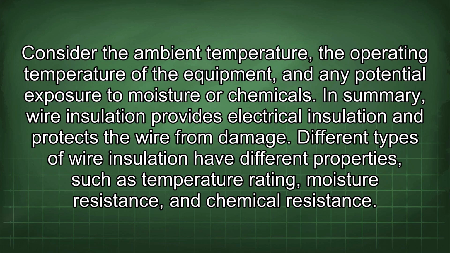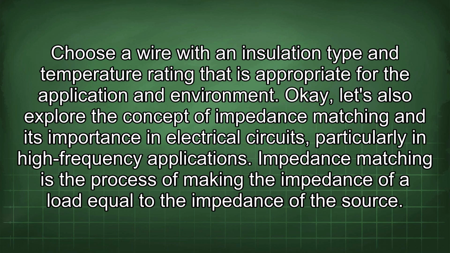In summary, wire insulation provides electrical insulation and protects the wire from damage. Different types of wire insulation have different properties such as temperature rating, moisture resistance, and chemical resistance. Choose a wire with an insulation type and temperature rating that is appropriate for the application and environment.